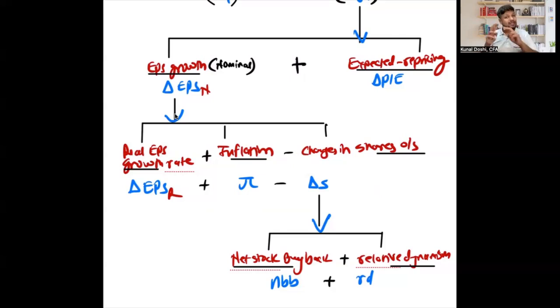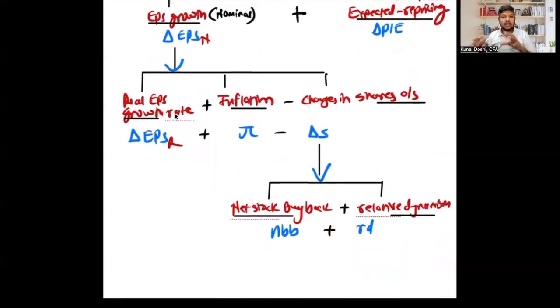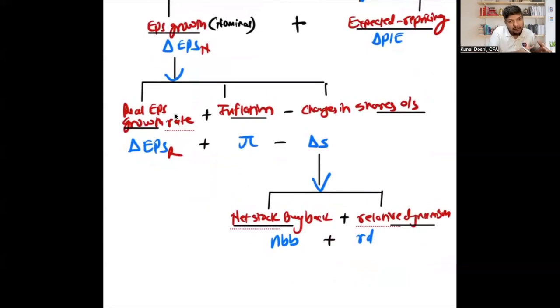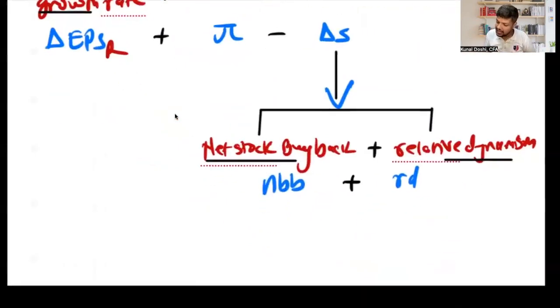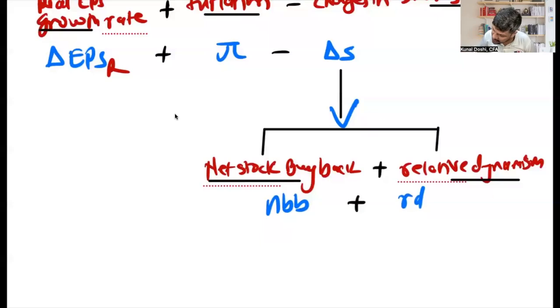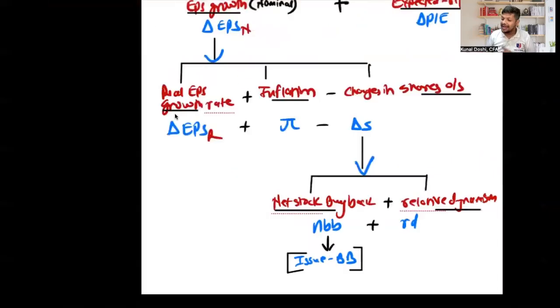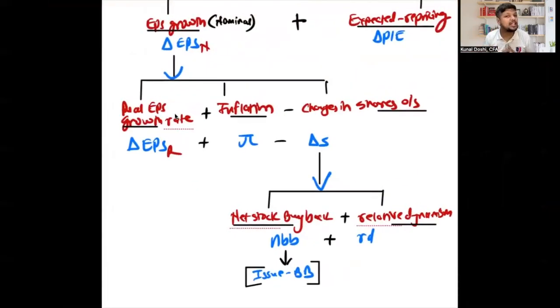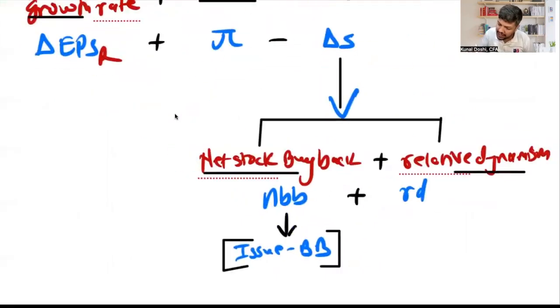So negative becomes positive. So the EPS will grow if there is more buyback. Got it? Now, therefore, the change in S is composed of two things: net buyback, which is issuance minus buyback. I can write it down. Net buyback is what? It is issuance minus buyback. Okay, that is issuance minus buyback. And relative dynamism is the difference between the growth rate of the economy and the growth rate of small and medium enterprises. So I will write down this RD is relative dynamism.